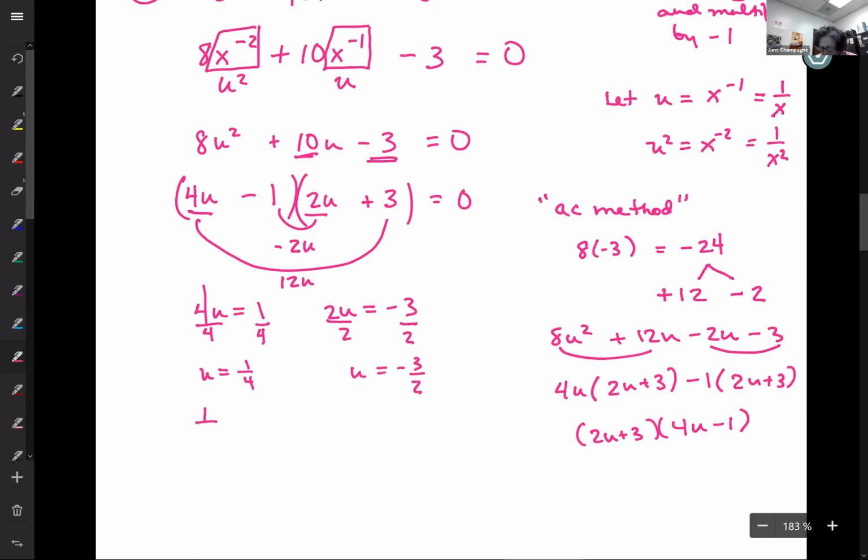So then you say, well, that's what 1 over x is. So what's x? I'm getting ahead of myself here. X is going to be the reciprocal, because reciprocating both sides of an equation is legitimate, right? 1 over x is 1 over 4, so x has to be 4. 1 over x is -3/2, so x is -2/3.